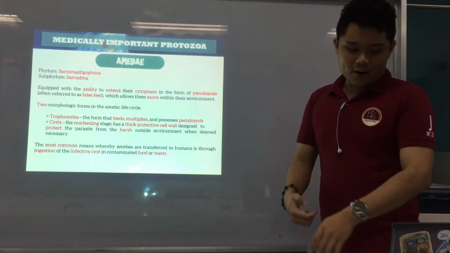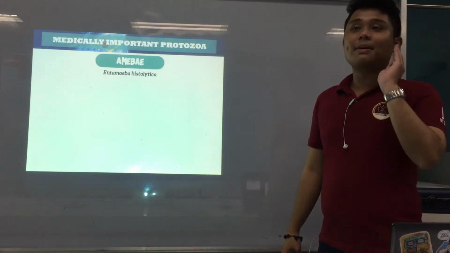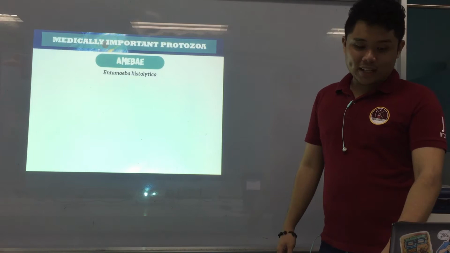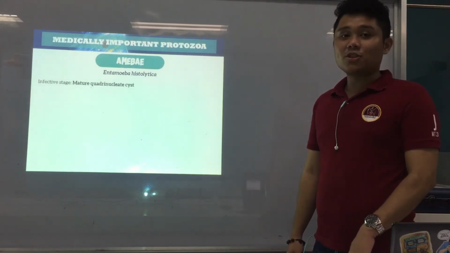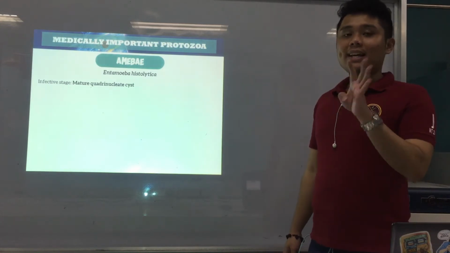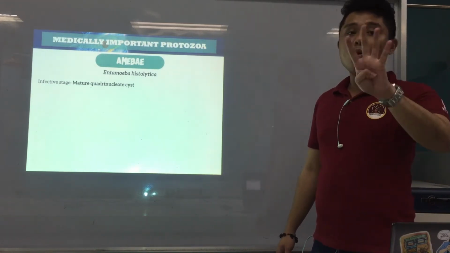Now, we'll start first with the very popular and the only pathogenic intestinal amoeba, Entamoeba histolytica. Again, the infective stage is the mature quadrinucleate cyst. When you say quad, 4, nucleate, nucleus, so the cyst contains 4 nuclei.